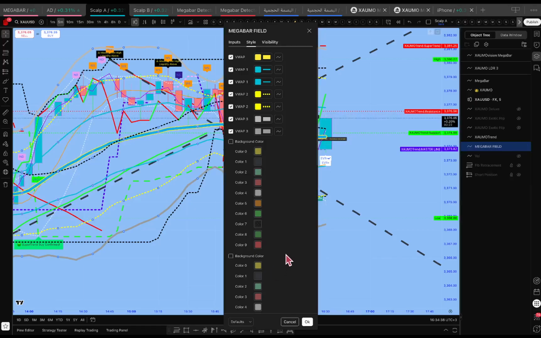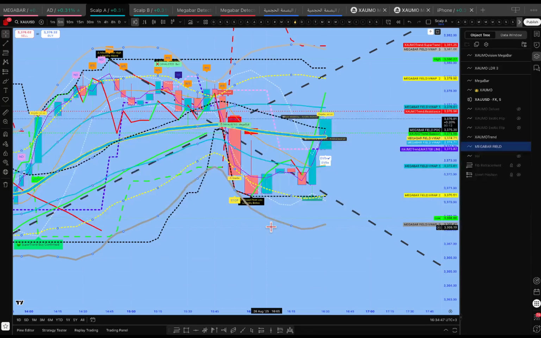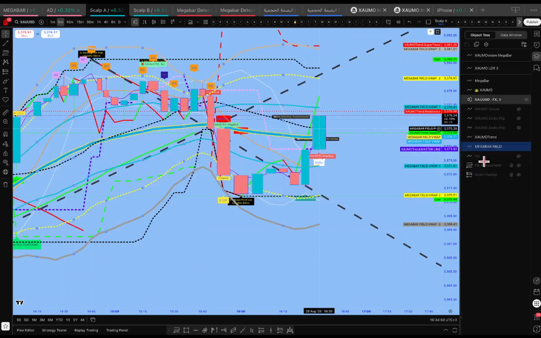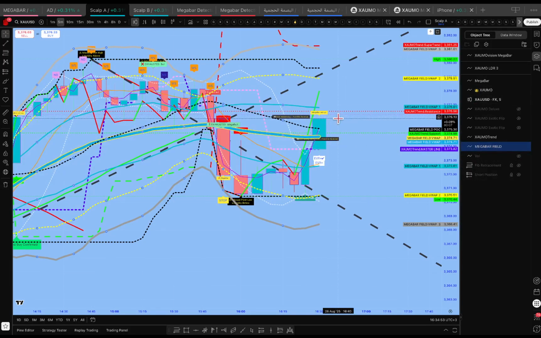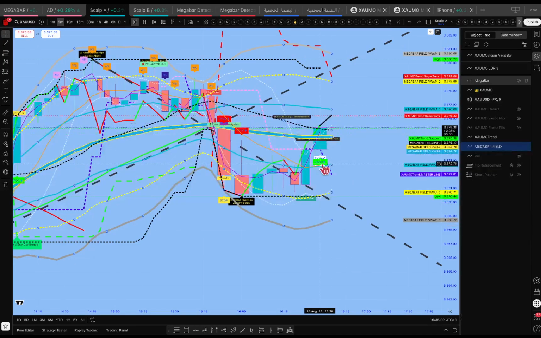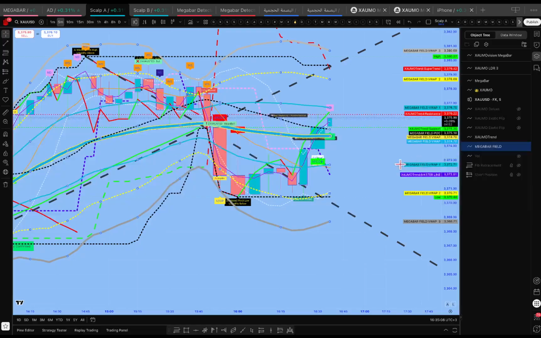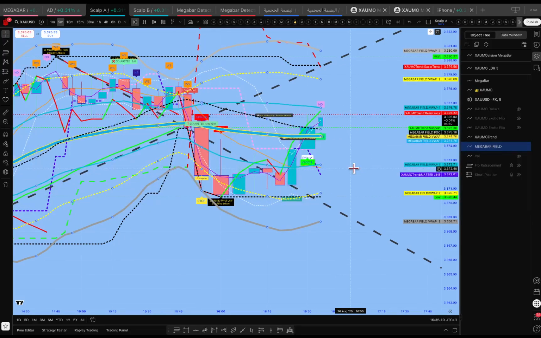Let me show that to you here. Actually, I can add the pin labels so you can check it. As you see here, once I did that on the megabar field, it says we have a megabar setup, positive, and effort versus result is positive and conform, and we have a cluster of volume profile here, so that means it's moving back up.